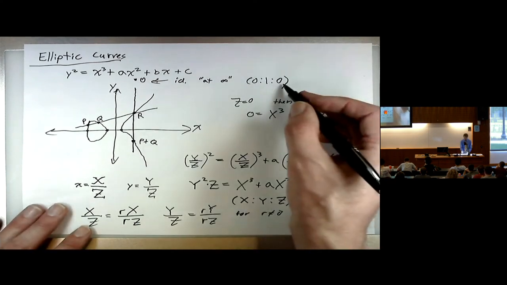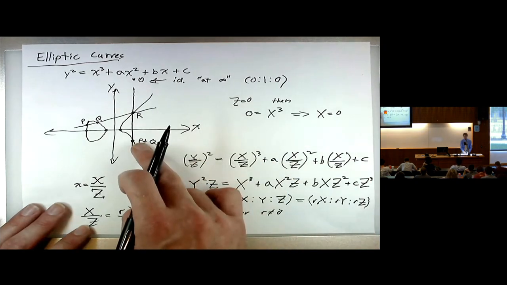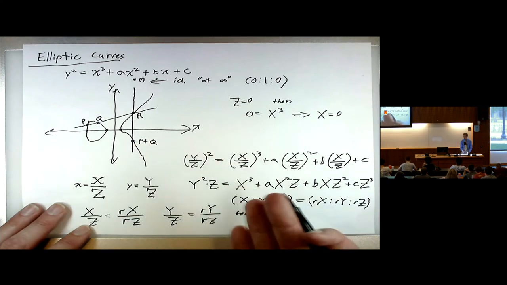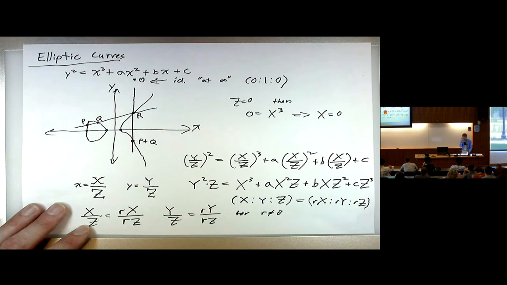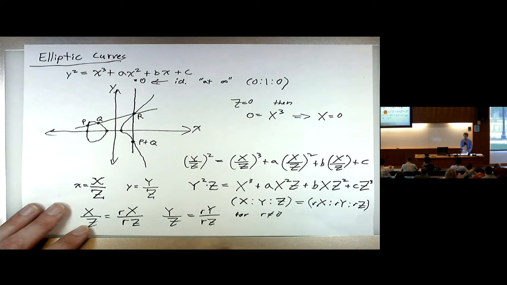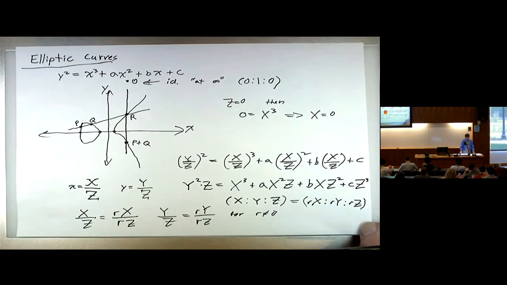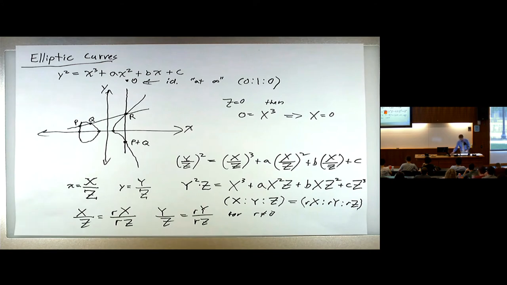So this is the only point on the line at infinity that intersects the elliptic curve. And since, over an algebraically closed field, there are always three points of intersection with this cubic, that line at infinity intersects three times at that point. So that's pretty much automatic. And so it's an inflection point there, if you want to think of it that way. That is the story with projective coordinates.